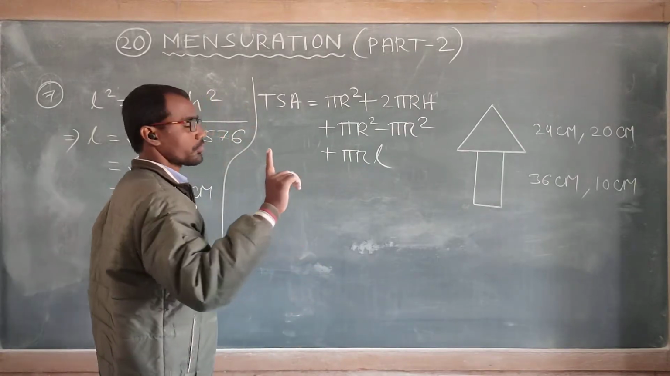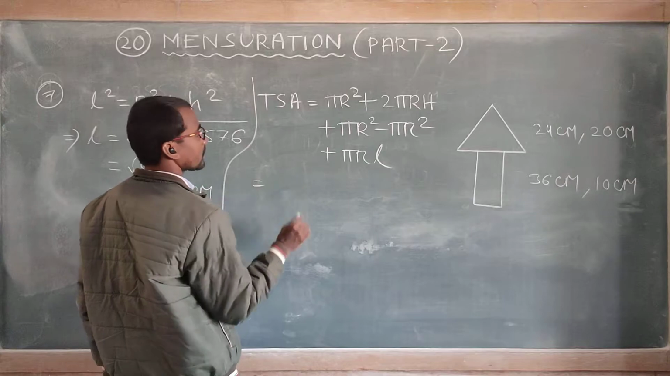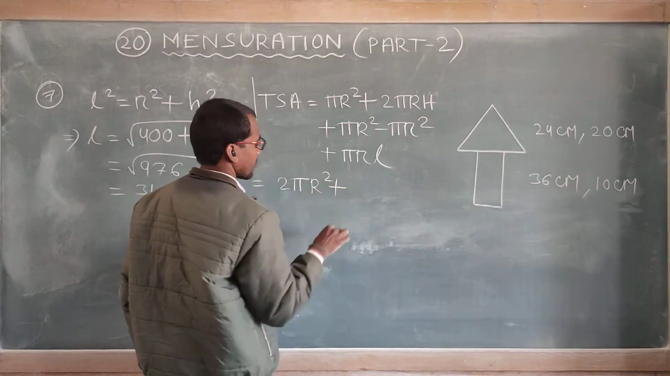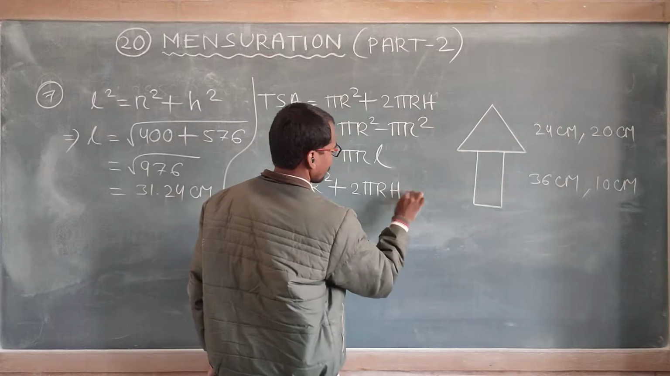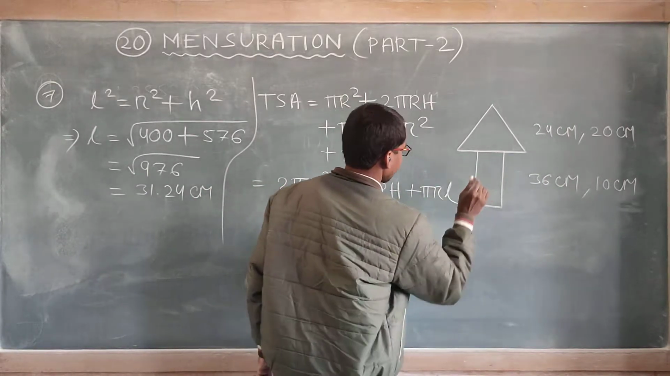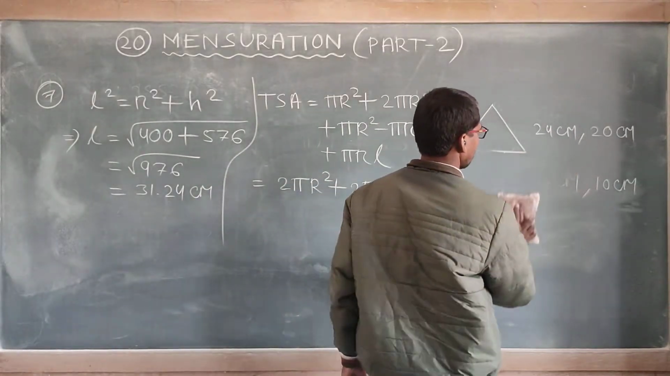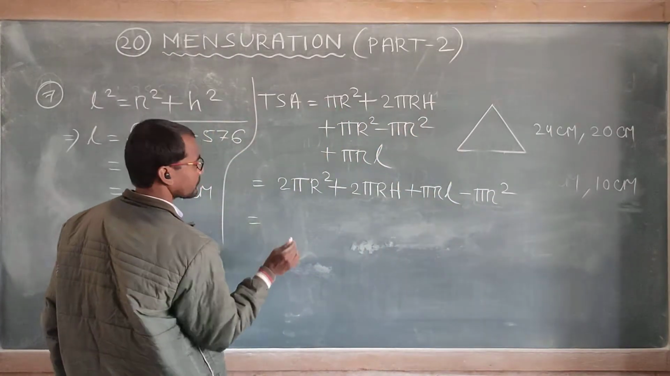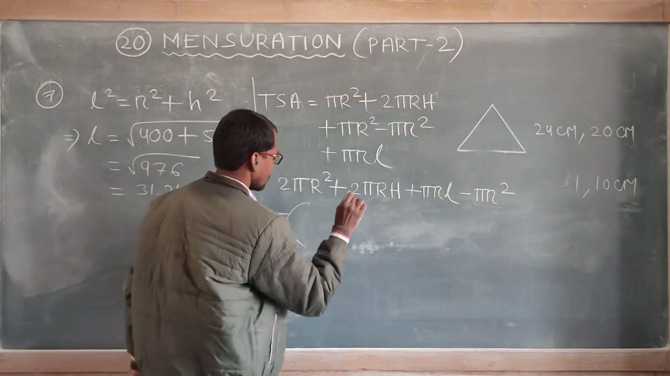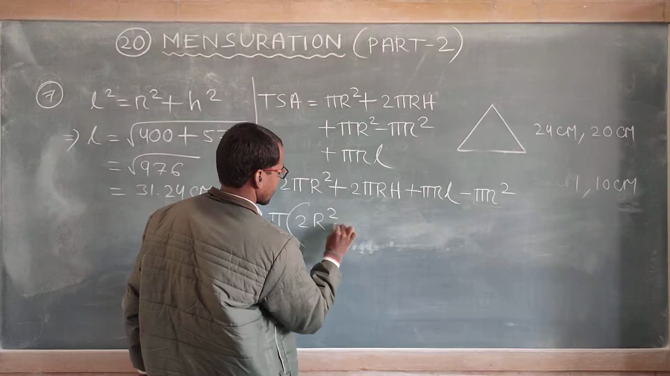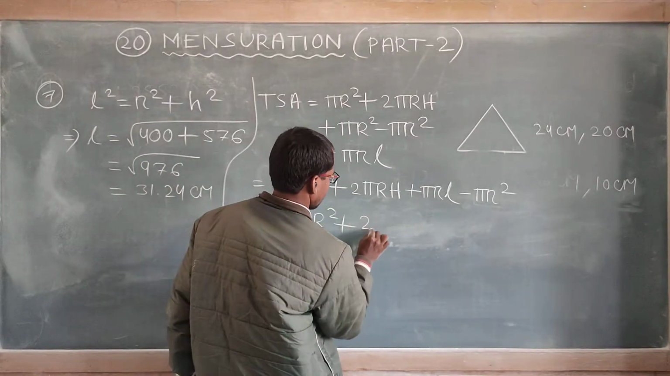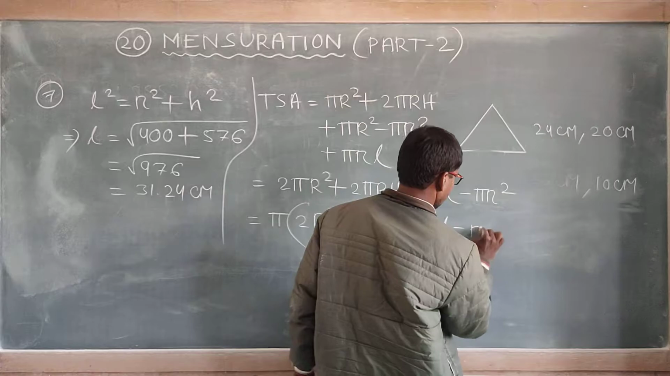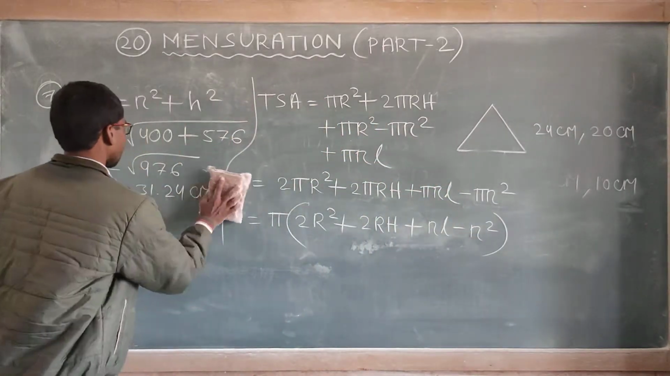Then, do not put values yet, take common if you can. Which is equal to pi R square plus pi R square, 2 pi R square, plus 2 pi R H plus pi r l minus pi R square. Pi can be taken common, remaining is 2R square plus 2RH plus rl minus R square.